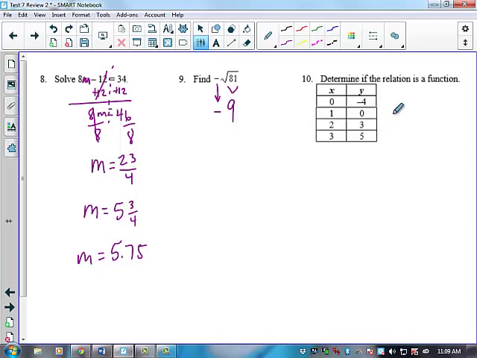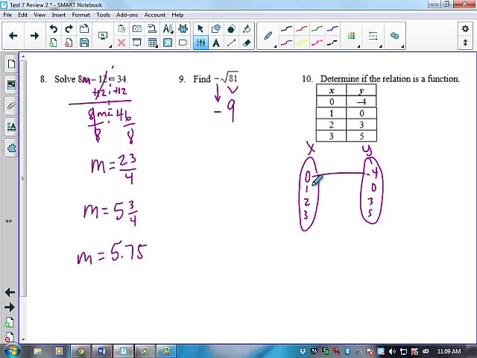On number 10, it says to determine if the relation is a function. I have 1, 2, 3, and 4, 0, 1, 2, and 3 for my x's or my domain. I have negative 4, 0, 3, and 5 for my range. So I check this with my ovals. 0, 1, 2, 3 is my x. My y, I have negative 4, 0, 3, and 5.